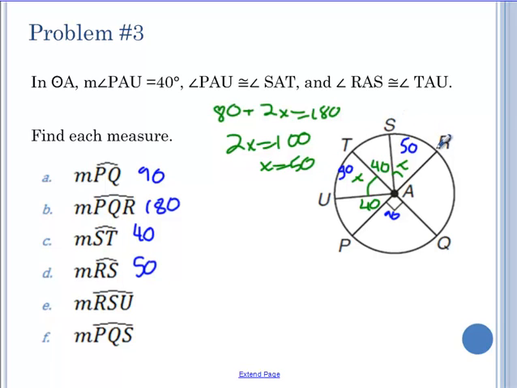RSU, so we're following from R through S to U. 50 plus 40 plus 50 gets me 140 degrees. And PQS, if you follow PQS, you go around, you make a full half circle, and then you go 50 extra degrees. So 180 plus 50, because that bottom right side is 180, plus that extra 50 for RS, gets me 230 degrees.